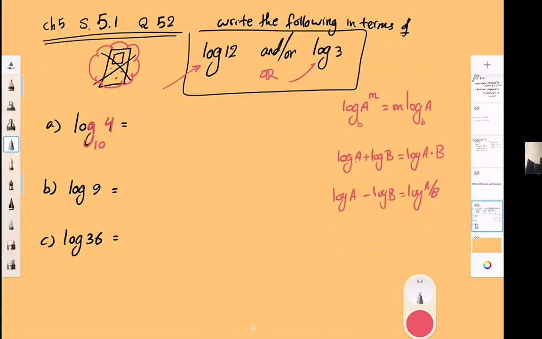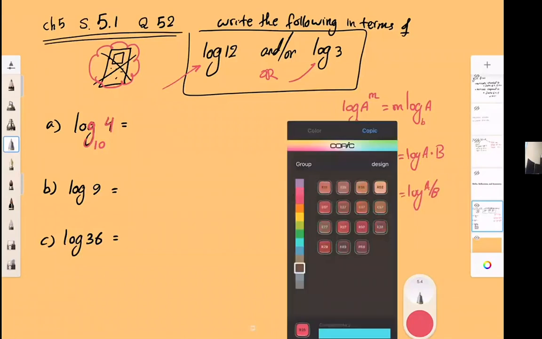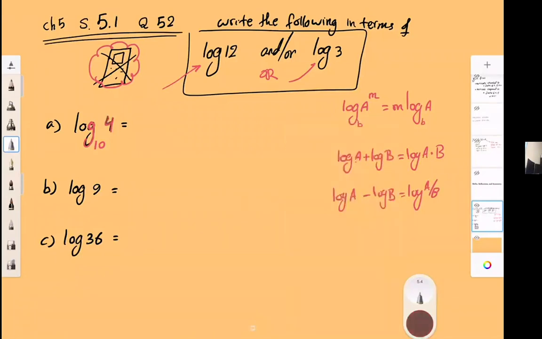But how do we break log of 4? On this type of question, only focus on 4 and see how you can get 4 from 12 and 3. Should we add them, subtract them, divide them, exponent? Which one works? Division. Yeah, 12 divided by 3, we get 4. So we have some idea.